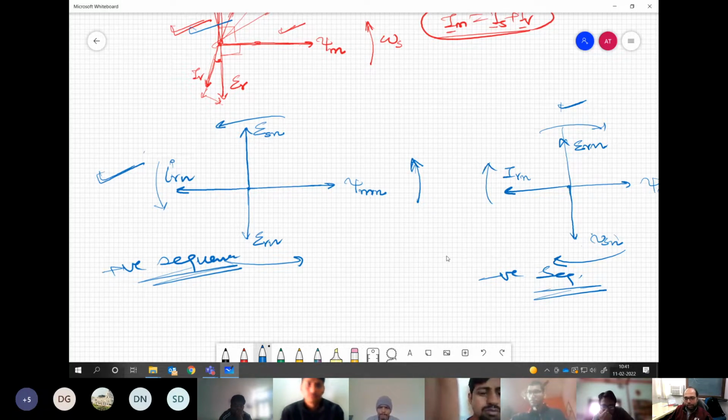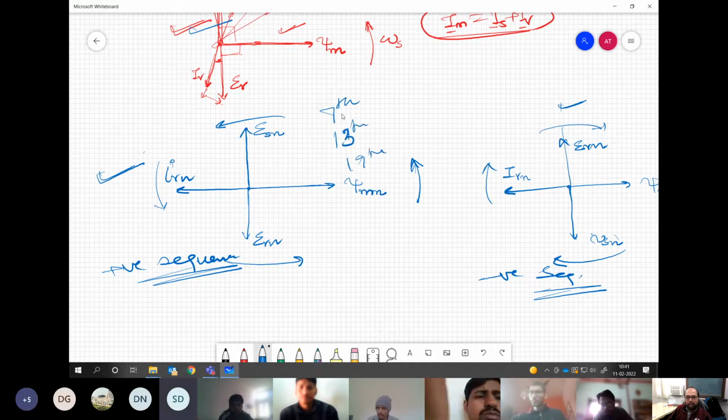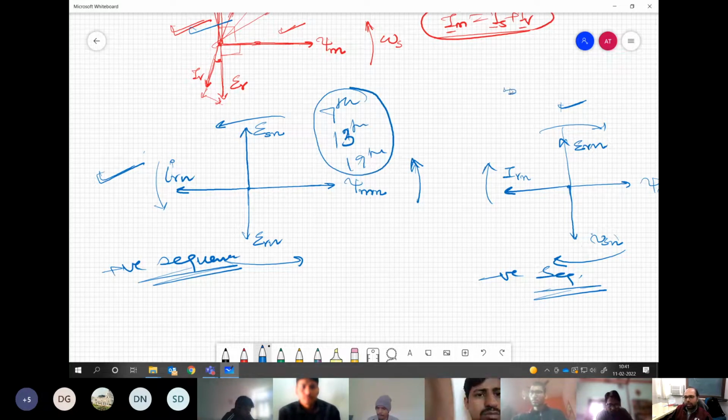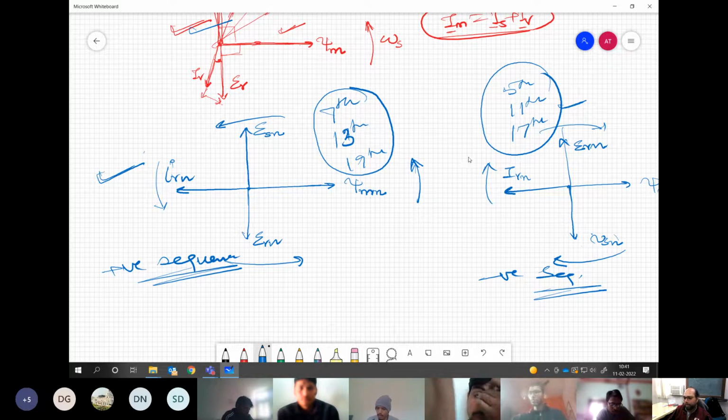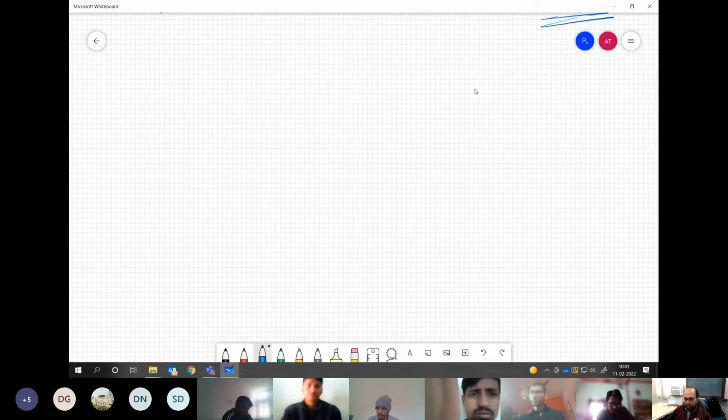Now tell me, which harmonics are having positive sequence in our PWM voltage when we have a balanced three-phase system? You remember? Seventh, 13th, 19th, all these will have positive sequence, whereas 5th, 11th, 17th, all these will have negative sequence. These will be governed by this phasor. Now, let us take only two harmonics, the most dominant ones, 5th and 7th.